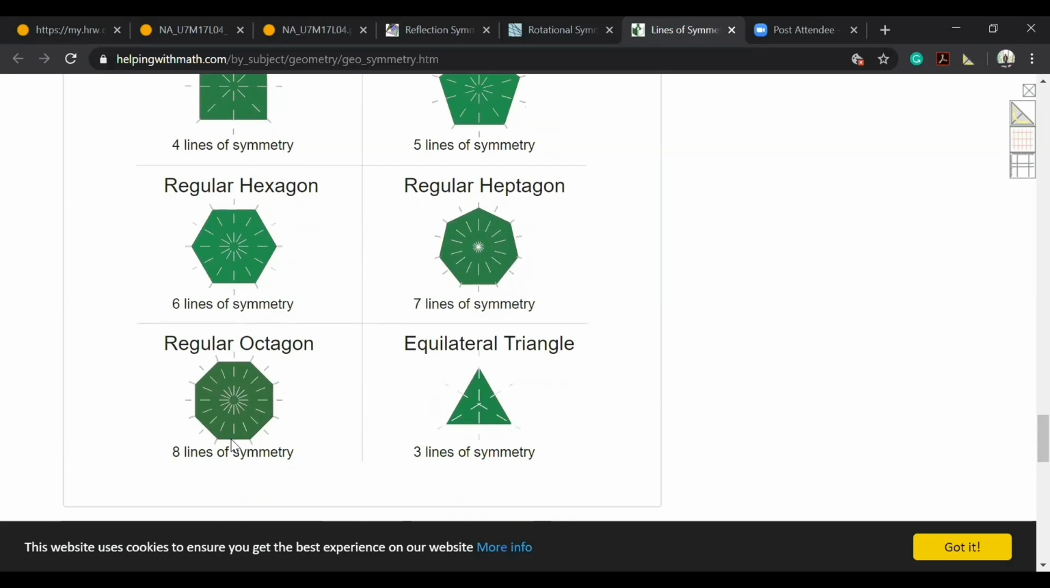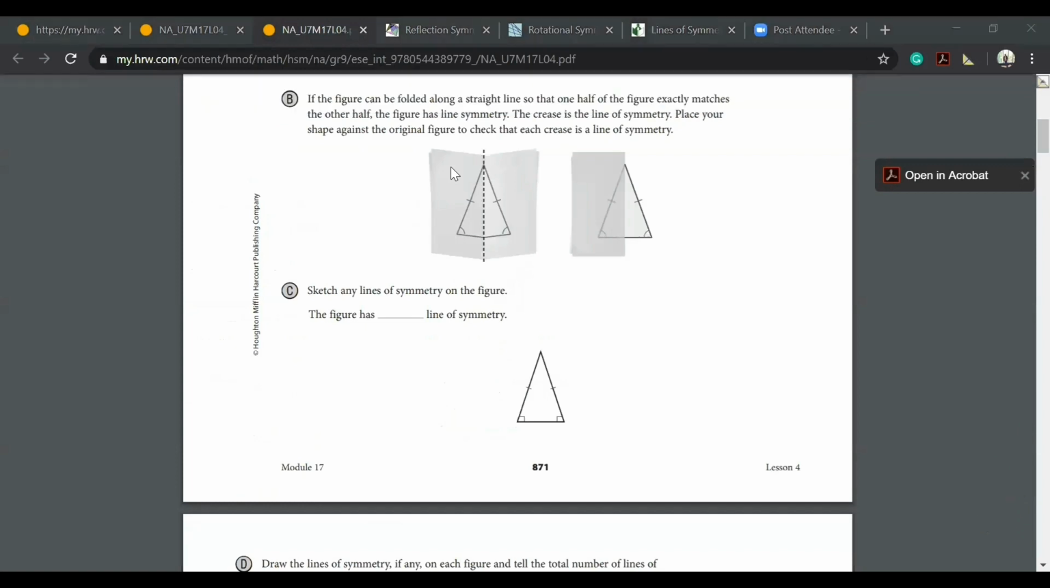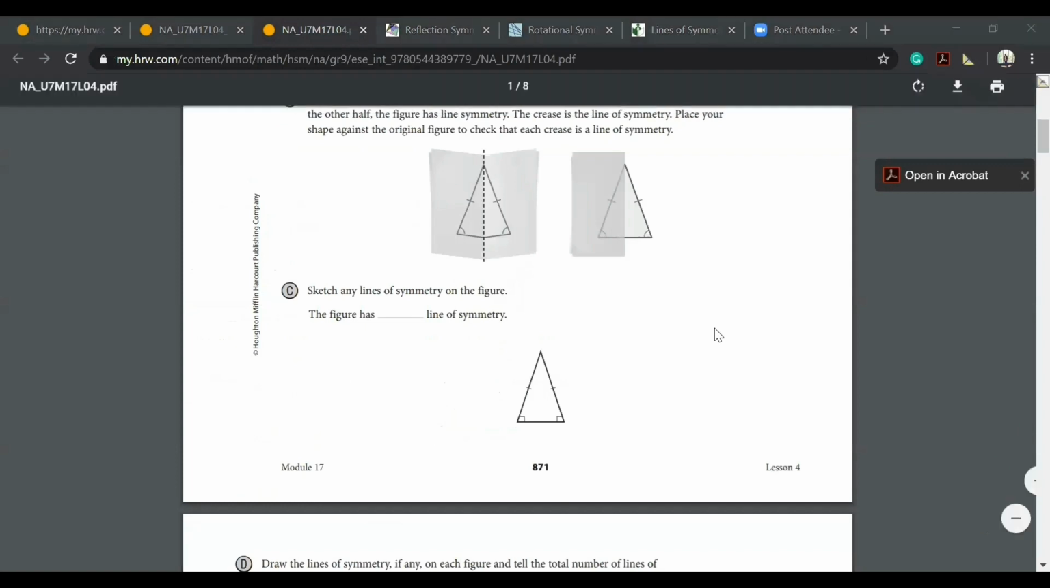And even if, for example, he didn't give you the name, you can count the sides: 1, 2, 3, 4, 5, 6, 7, and 8. We have 8 sides. That's why we have 8 lines of symmetry. And for an equilateral triangle, they are all equal and there are 3 sides, so we have 3 lines of symmetry. Okay, let's go back to our book. We did number C.